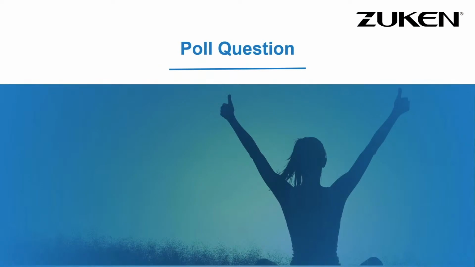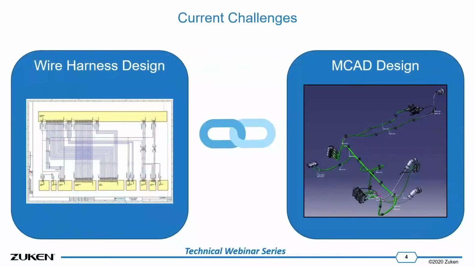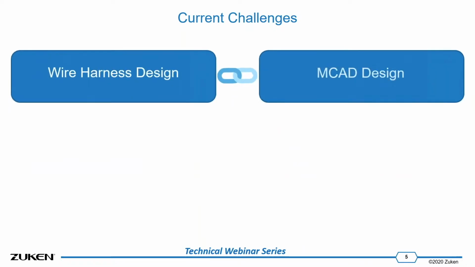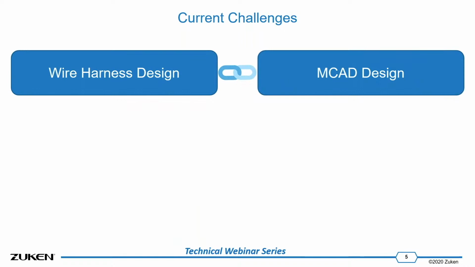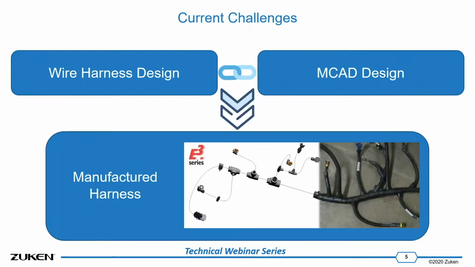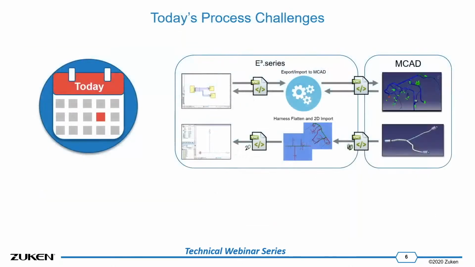All right, thank you very much. What we want to talk about today is some of our current challenges of linking between our schematics and the MCAD design, and how do we fix that and what is needed, and then ultimately getting to our end goal of a manufactured harness. These are some of the challenges we have today. I'd like to go into the next slide, showing a quick process flow of what we have today.